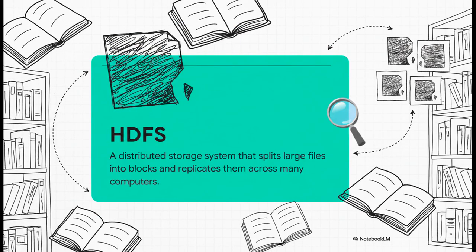Okay, so the first piece of this puzzle is storage. How does Hadoop do it? With something called HDFS, the Hadoop Distributed File System. The best way to think about it is like a giant digital library. But instead of one huge, fragile book, HDFS takes your file, chops it up into smaller pieces, makes 3 copies of every single piece for safety, and then scatters them all across different computers in the cluster. It's built to be incredibly resilient. If one computer fails, no big deal, the data is safe somewhere else.